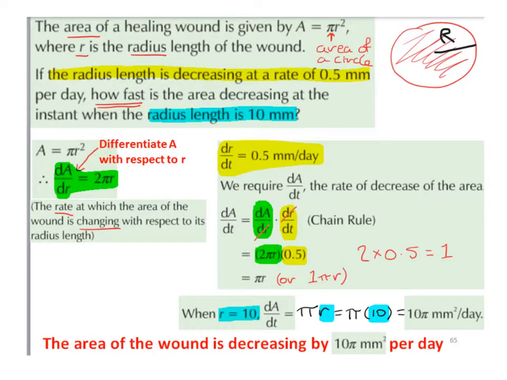And again, we were specifically asked when the radius length is 10 millimeters. So when r is equal to 10, dA/dt is equal to pi r, which we got up here. And we swap the r for 10 with brackets. So that means we're multiplying, and pi times 10 is 10 pi. So 10 pi millimeters squared per day. So the area of the wound is decreasing, or getting smaller, by 10 pi millimeters squared per day.